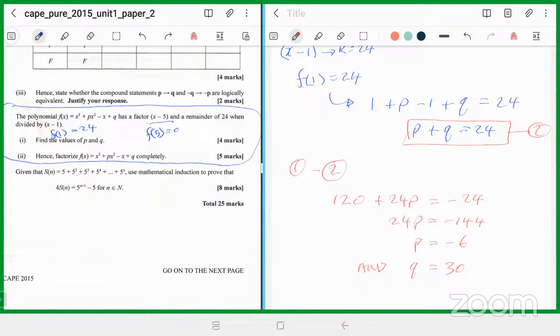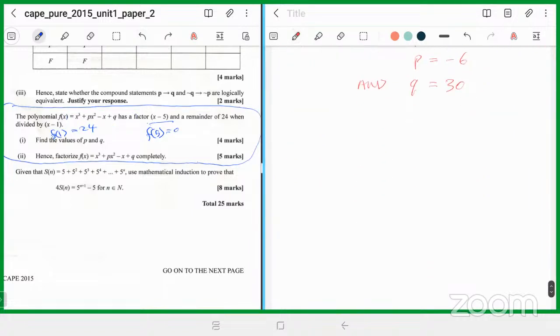So I just need to put them in the function that they gave us here now, and follow through to factorize it. So the function becomes, for part 2, f of x equals x cubed, the p is negative 6, I'm getting negative 6x squared, minus x, and the q is 30.